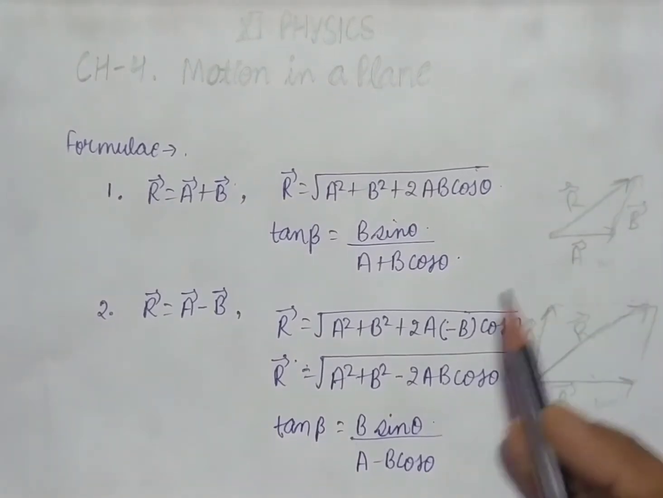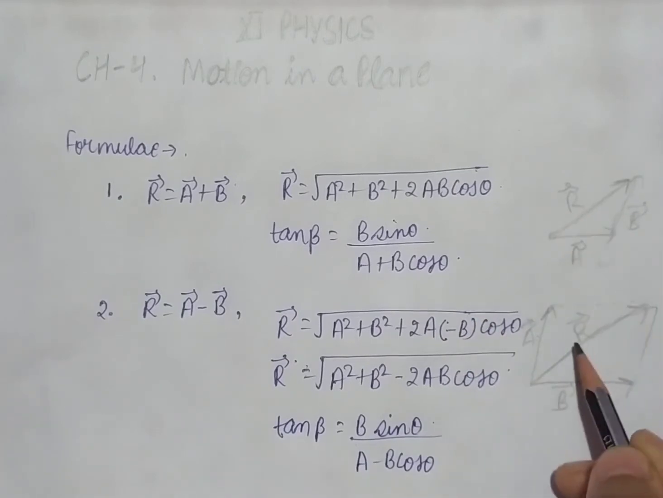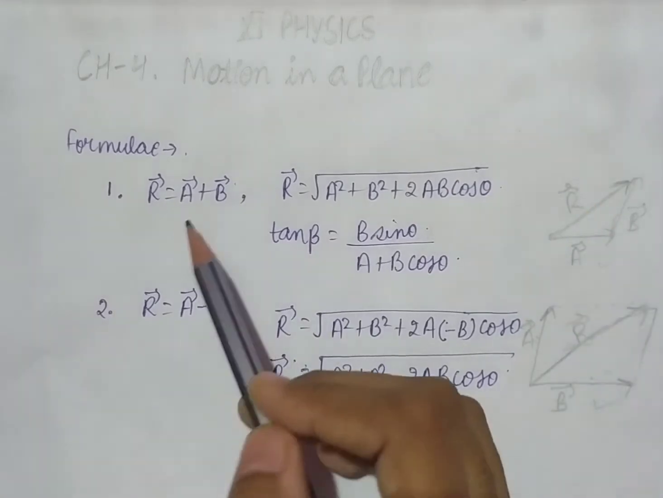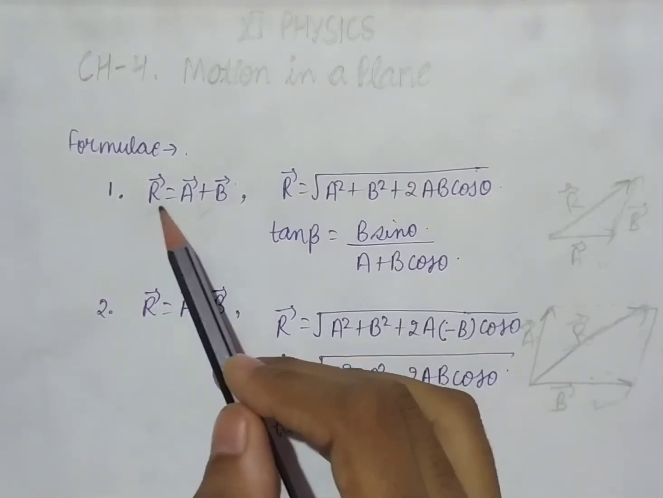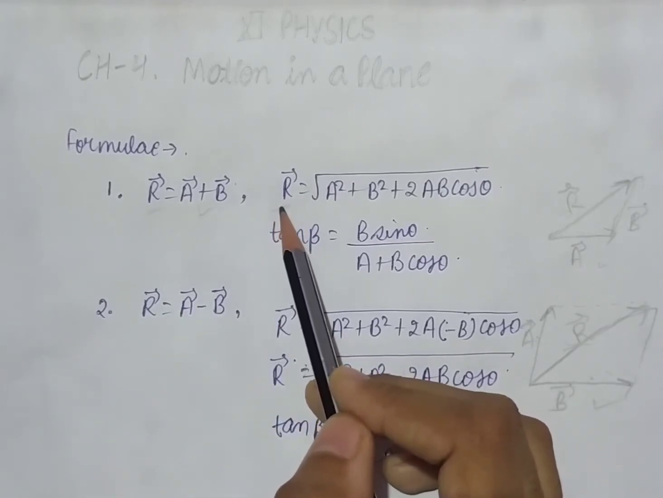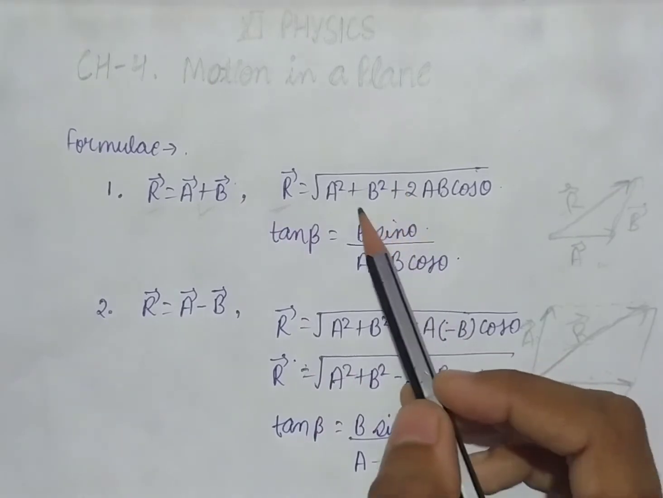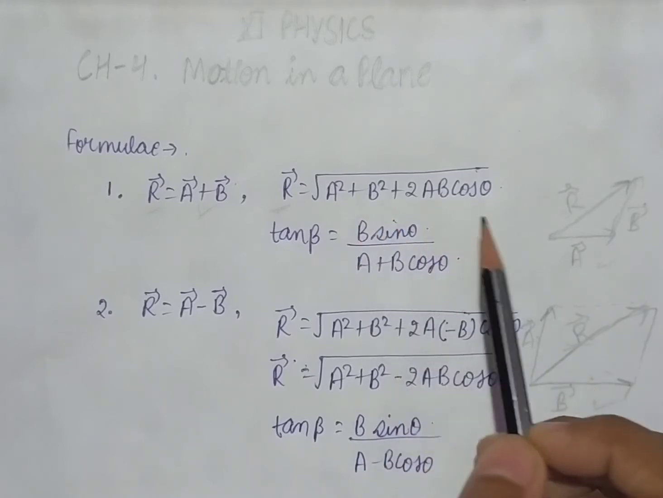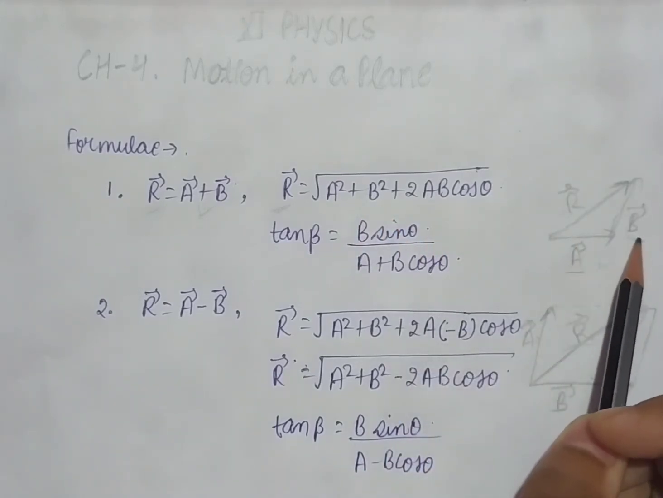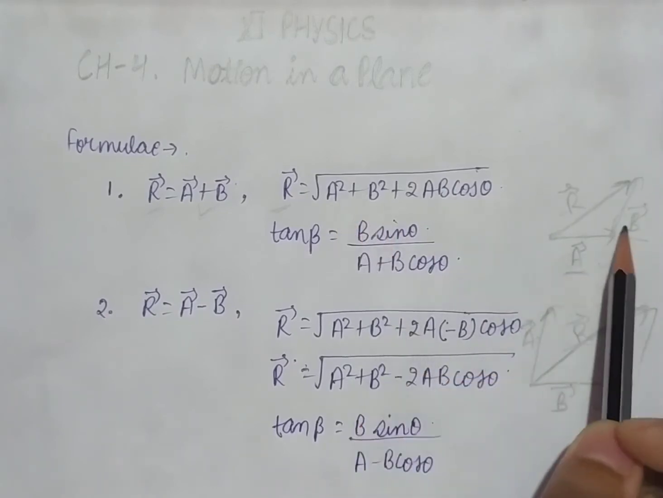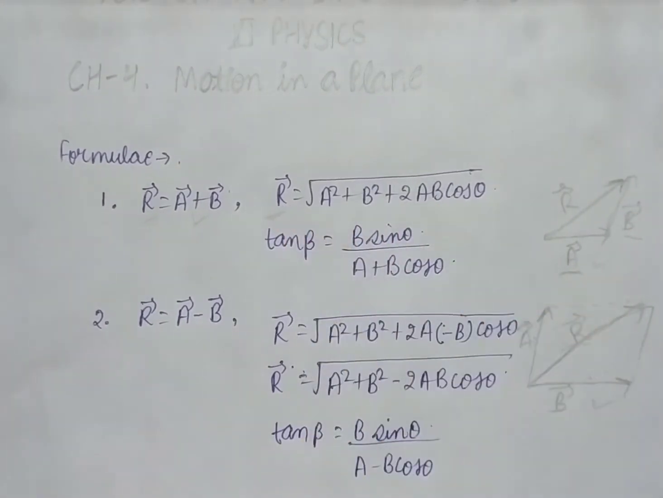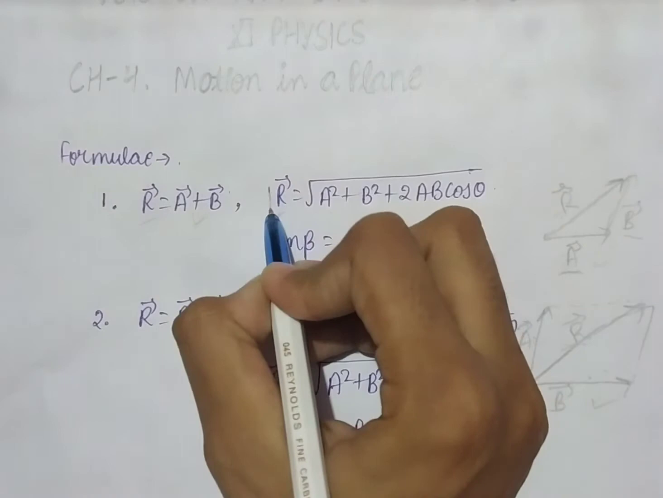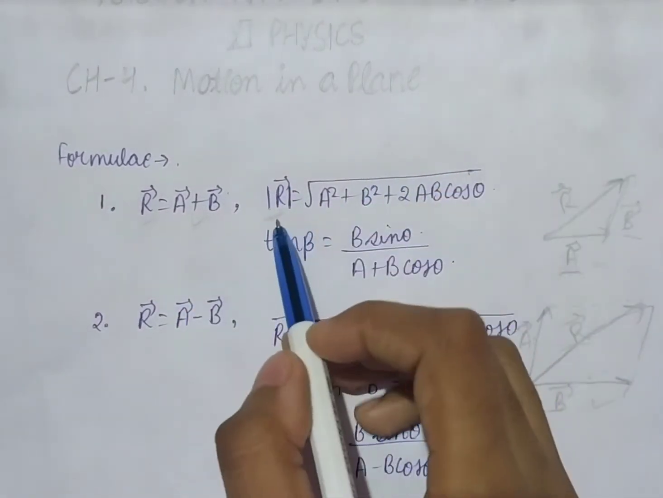Now see the value of the resultant. How do we get it? Resultant is vector a plus vector b. And how can we find the magnitude of the resultant vector r? We can find it as the square root of a square plus b square plus 2ab cos theta. And what are a and b? The magnitude of vector a is a and the magnitude of vector b is b. And what is r? r is the resultant vector. So this is how we find the magnitude of the resultant vector.